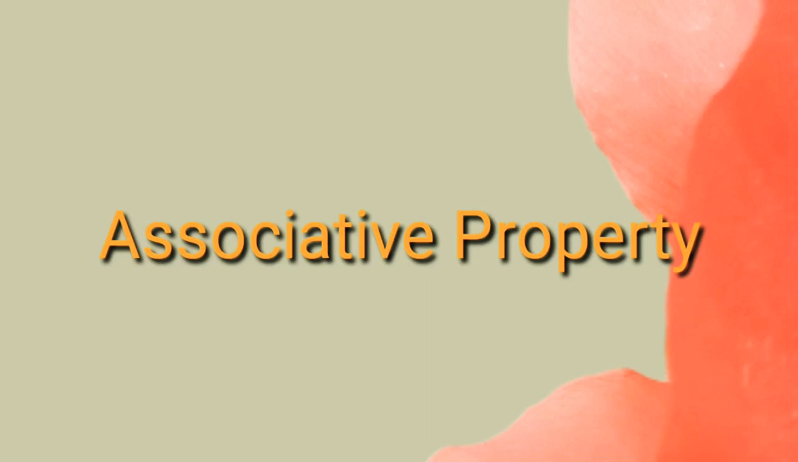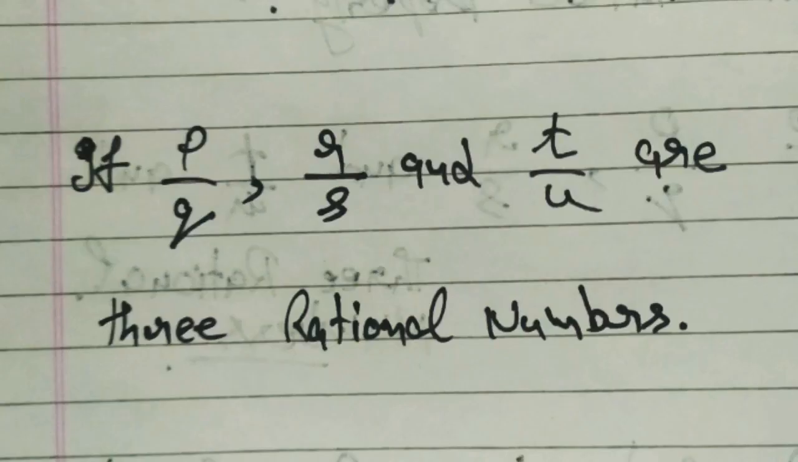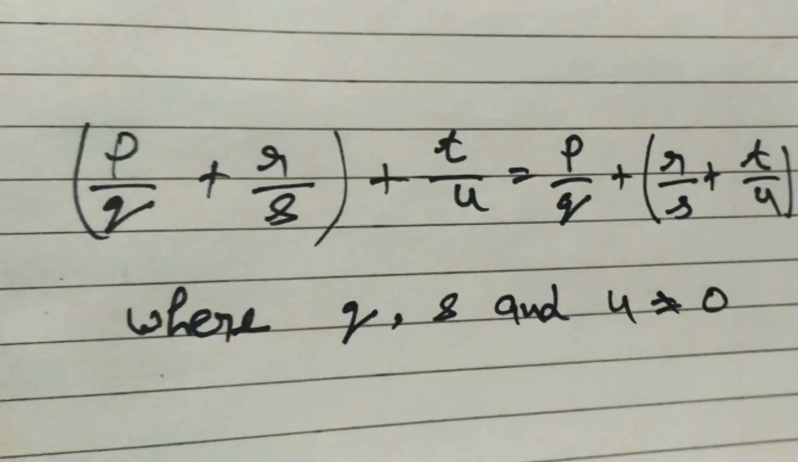So our next property is the associative property. In that, if P upon Q, R upon S and T by U are three rational numbers, then P upon Q plus R upon S in brackets, plus T over U, equals P upon Q plus bracket R by S plus T by U bracket closed, where Q, S and U should not be equal to 0.